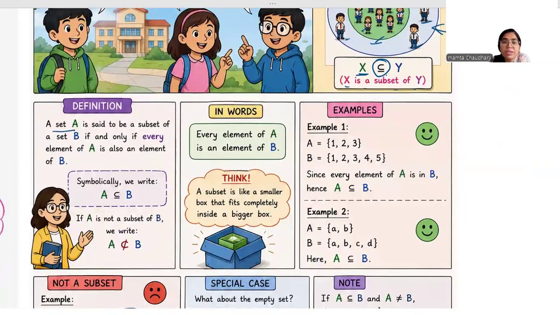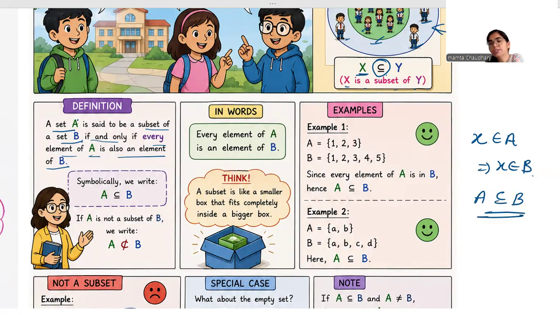Set A is said to be a subset of set B. It means set A is smaller, that is why it is a subset, and set B is bigger. If and only if every element of A also belongs to B. It means if there is an element x, if it belongs to A, then it will surely belong to B. If it is happening, then we can say that A is a subset of B. Symbolically, I already explained how to write.